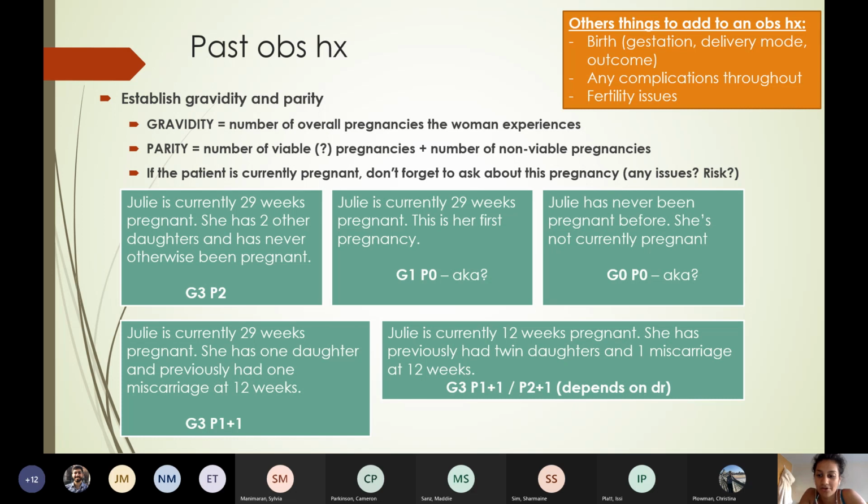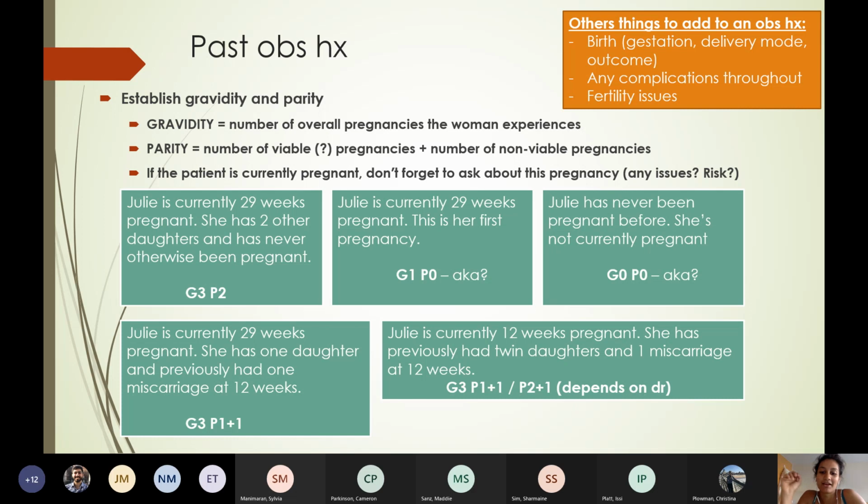So if we think about Julie in this final scenario, and just her gravida, she's currently pregnant, she's had some twin daughters, and she's had 1 miscarriage. So in her entire life, she's had 3 episodes of pregnancy, so she's a G3. Her parity is how many times she's had a viable or a non-viable pregnancy. We can all agree that the +1 is for the miscarriage. Yeah?